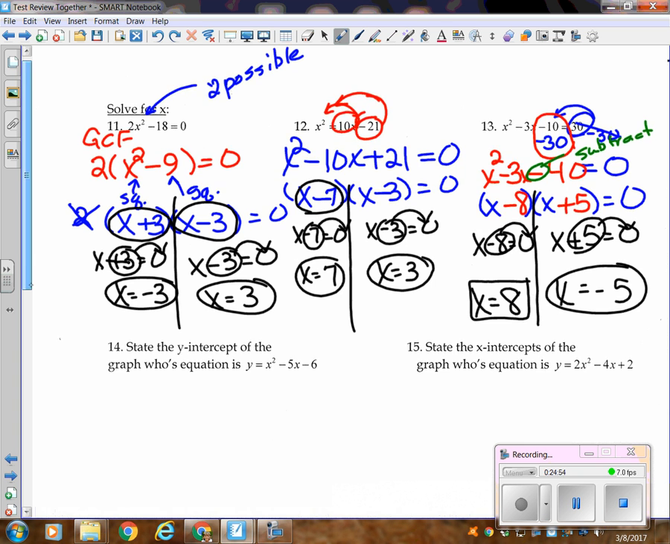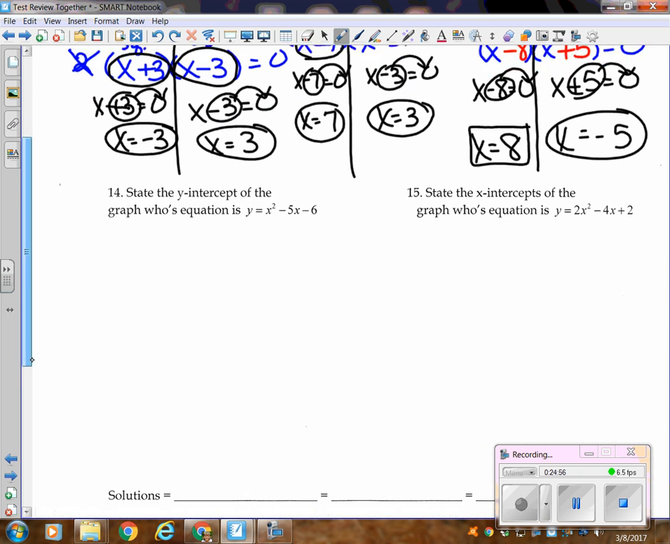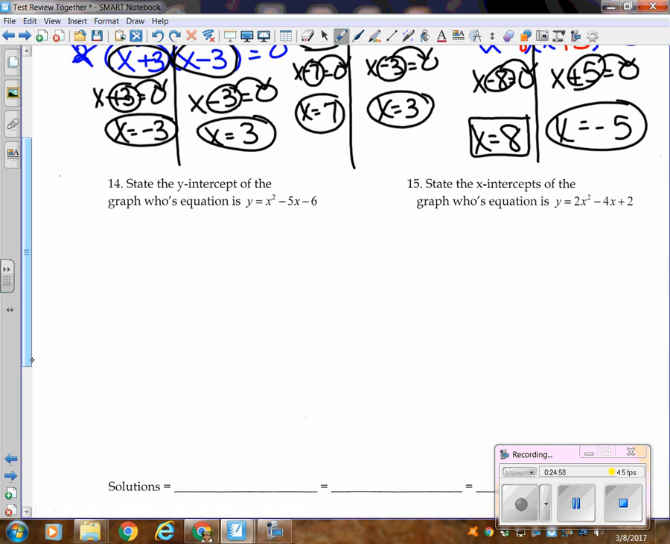Number 14. So this is a good way to review everything we've done. If you're having questions, make sure you go to your notes and look up what you have. State the y-intercept of the graph, whose equation is. Now, the thing about it, the y-intercept is the number at the end with no x. You just got to know, okay?